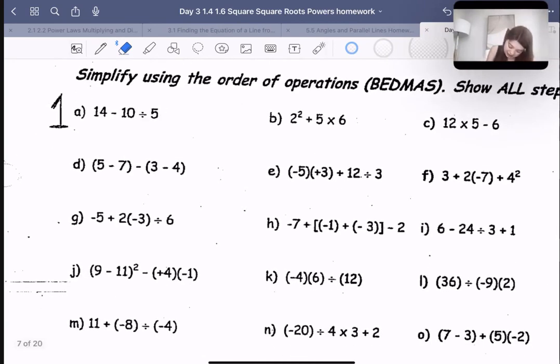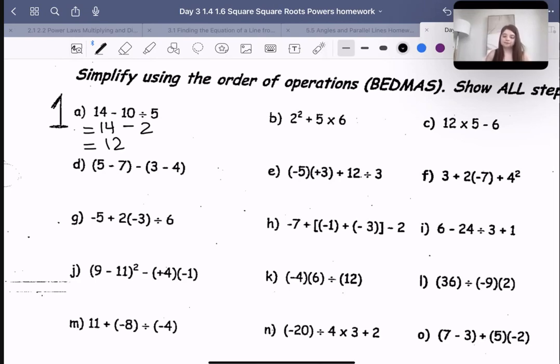So what is 10 divided by 5? That's going to be 2. So we're going to have 14 minus 2 because we applied this operation and did 10 divided by 5 first. Now, what is 14 minus 2? 14 minus 2 is 12. So the answer is 12. So there we have it.